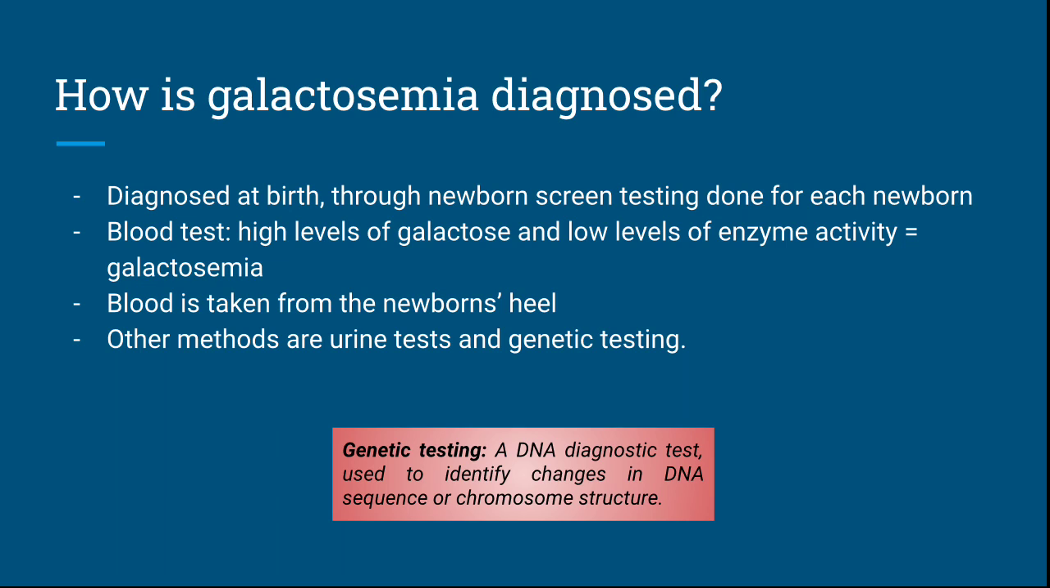Next is, how is galactosemia diagnosed? Since galactosemia is a hereditary autosomal recessive disorder, it is diagnosed at birth through newborn screen testing done for each newborn. When high levels of galactose and low levels of enzyme activity are detected in the blood test, the patient is diagnosed with galactosemia. The blood is taken from the newborn's heel. Other methods are urine tests and genetic testing. Did you know genetic testing is a DNA diagnostic test used to identify changes in DNA sequence or chromosome structure?